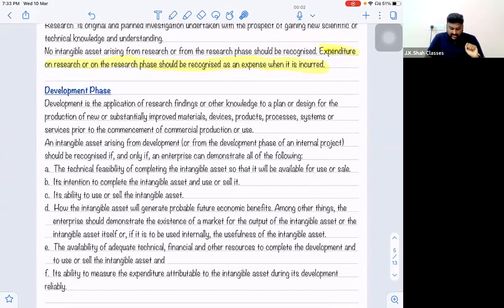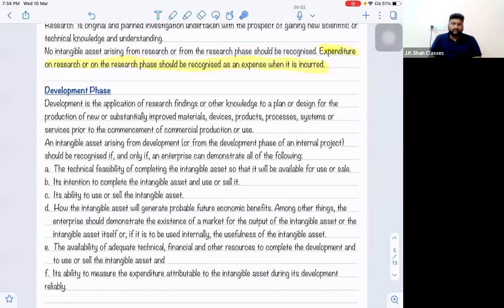So what it says is, an intangible asset arising from development, or from the development phase of an internal project, should be recognized if and only if an enterprise can demonstrate all the following conditions. Demonstrate means fulfill all the 1, 2, 3, 4, 5, 6 conditions. So if these 6 conditions can be satisfied, then I can say that the asset meets recognition criteria and the development expense can be capitalized in the books of accounts as an intangible asset.